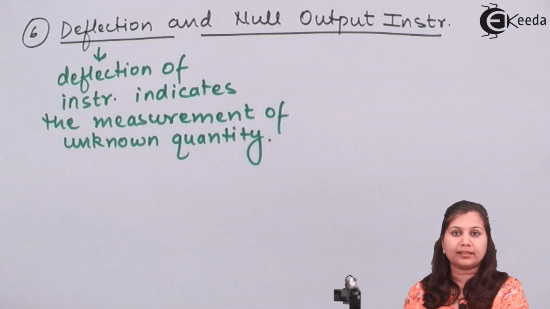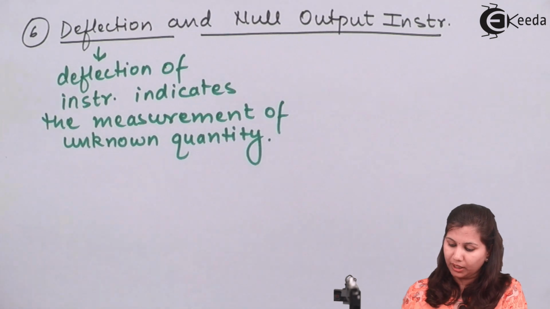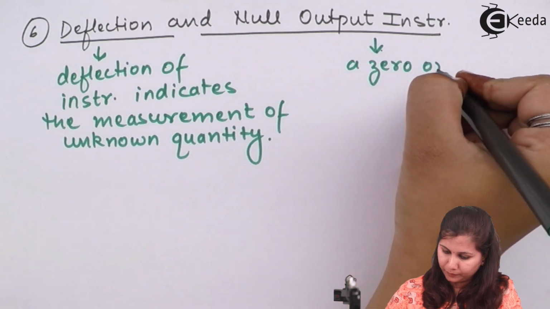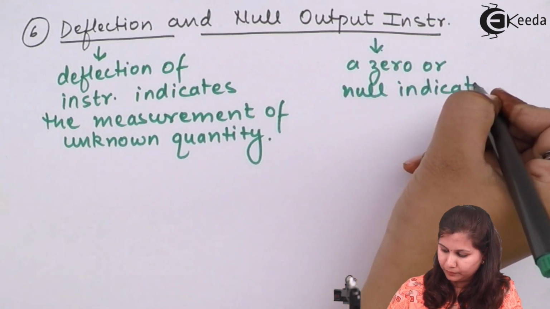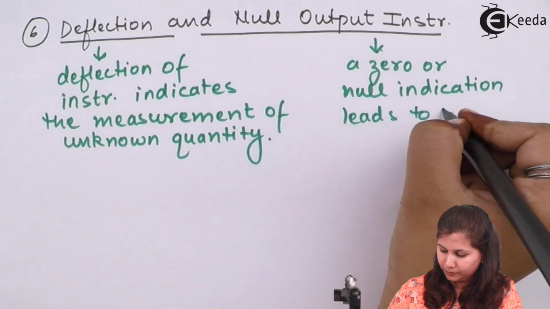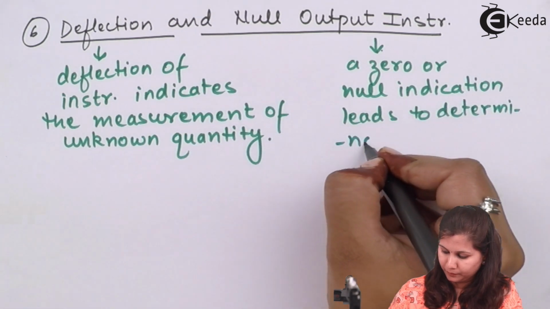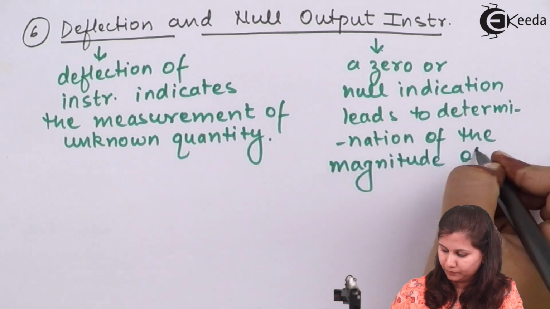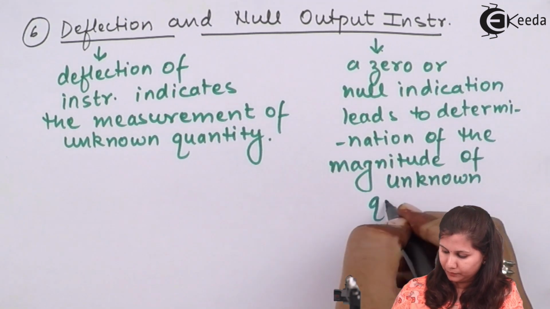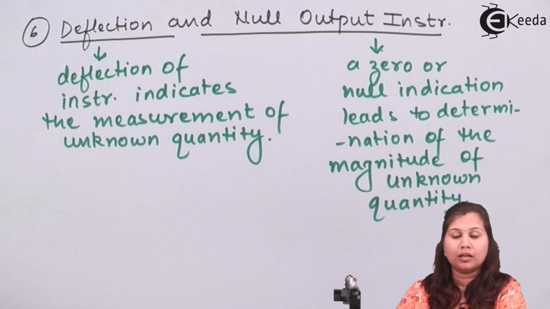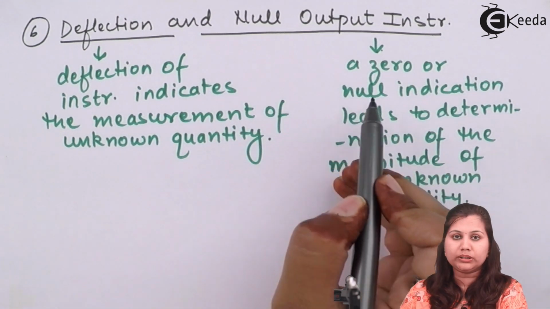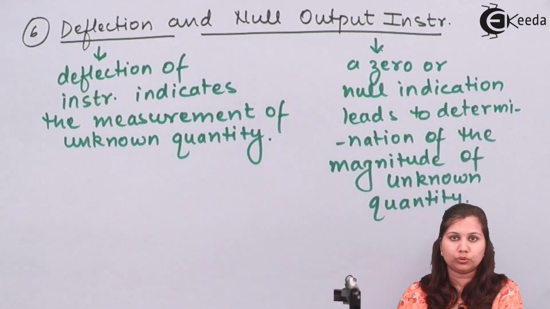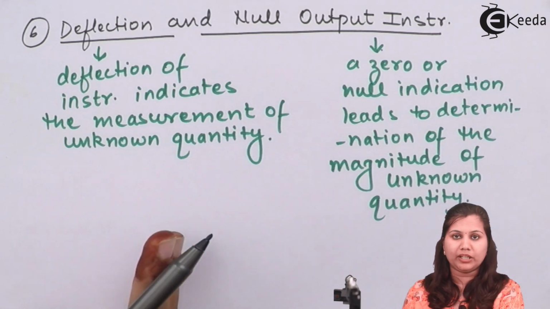So the next type is the null output instruments. In these instruments, a zero or null indication will lead to the determination of the magnitude of the unknown quantity. Let's take examples of these two types.